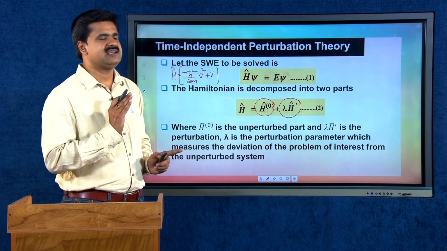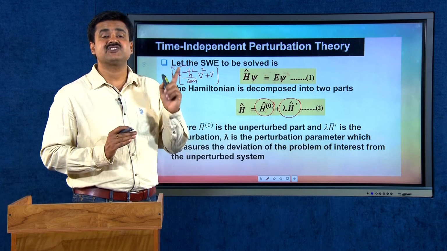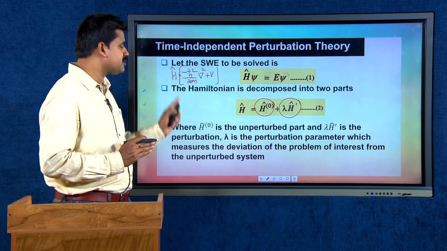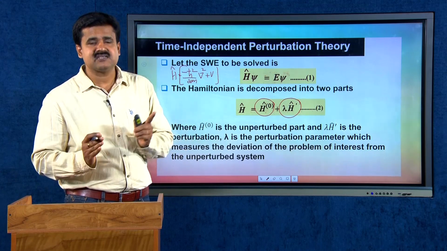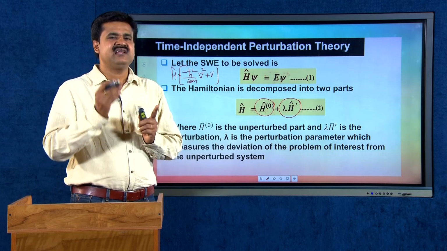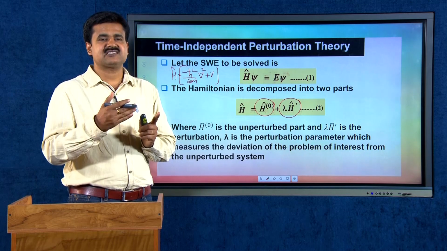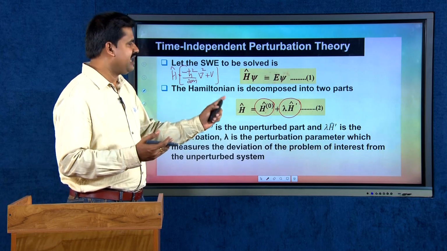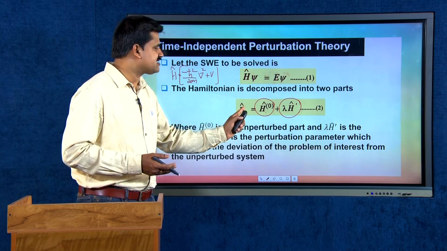It should be noted that lambda is known as the perturbation parameter, and the perturbation parameter measures the deviation of the problem of interest from the unperturbed problem. That is, lambda is a measurement of deviation from the original system to the present system. That is about lambda. Lambda is called the perturbation parameter. This point is very important.